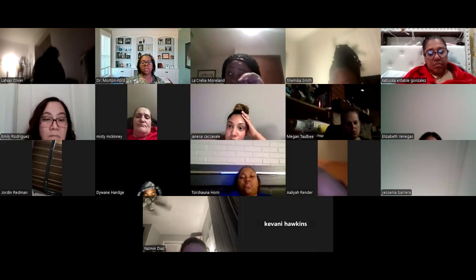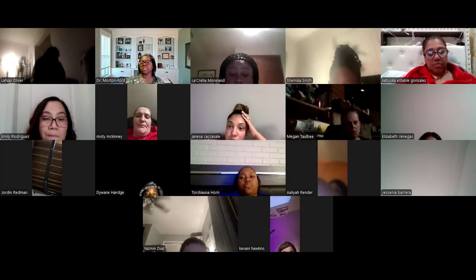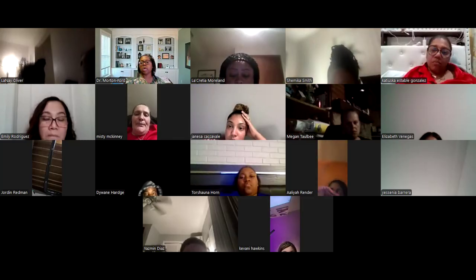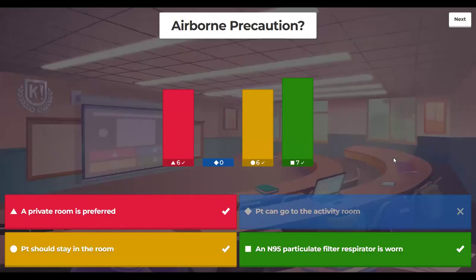And then if we do know that they have to go out for some tests, they will wear a mask. And if we're taking care of those individuals, anyone that enters that room needs to not just wear a regular mask. The mask is called an N95 particulate filter respirator. Okay.